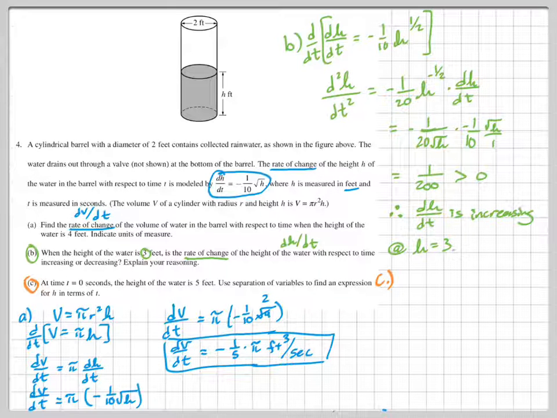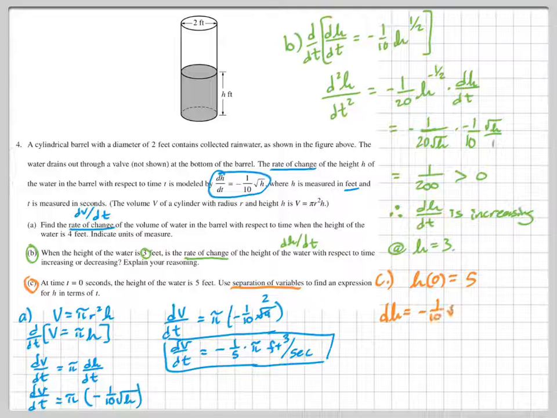Okay, so last one. It says that at time t equals 0 seconds, the height of the water is 5 feet. Use separation of variables to find an expression for h in terms of t. So I saw this separation of variables, that takes me back to differential equations. So what we're going to do is write this out, separate the h's and the t's, and then do antiderivatives. We're going to use the initial point that they give us to find h. So we're trying to find a solution to this differential equation, actually, a particular solution. So here's our initial condition.